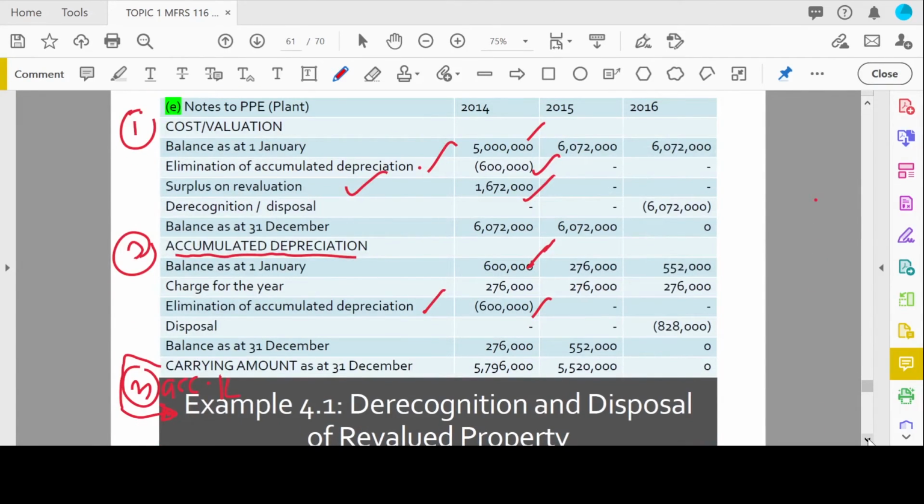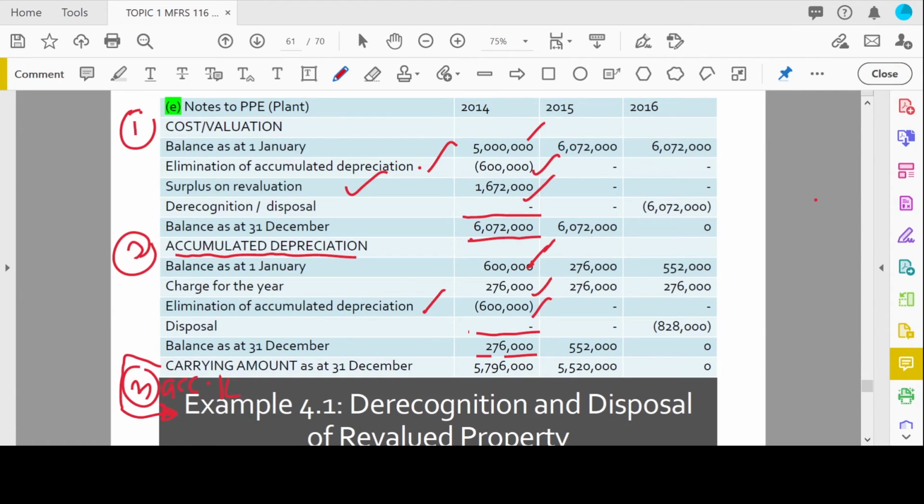When you credit accumulated depreciation, meaning that you add to your accumulated depreciation account, 276,000. Okay, so for year 2014, that's it. Now you calculate the balance at the end of the year, balance CD for PPE and balance CD for accumulated depreciation. So balance CD for plant is 6.072, whereas for the accumulated depreciation related to plant is 276,000.